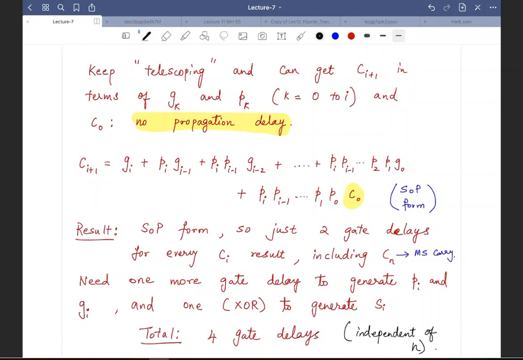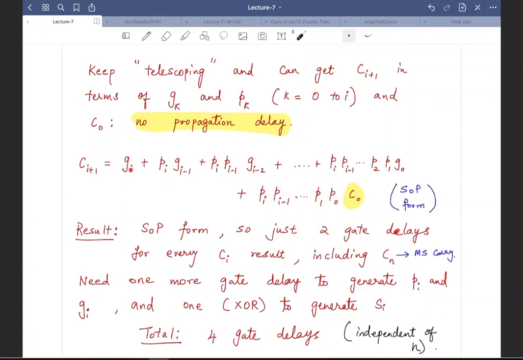So earlier we had dependence on n, now we have independence of n, but there is one problem here. The problem is, we have to give up something to gain this, right? What is the thing that we gave up? Mainly we gave up this.